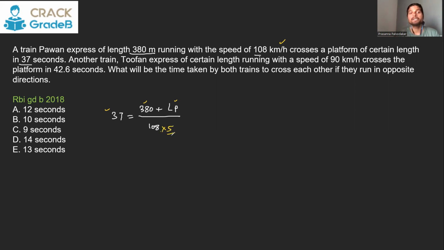So we convert it into meter per second by multiplying 5 by 18. This is 18's 6 times, that becomes 30. 30 into 37 is 1110. So length of platform will be 1110 minus 380. It is 730 meters, the length of platform.